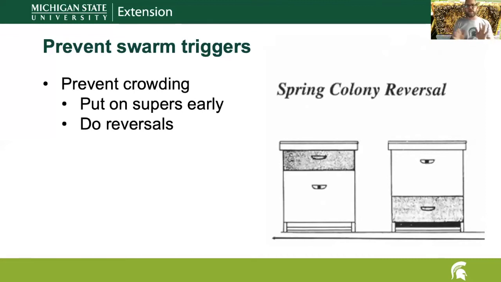I need to make my own diagram around this, because this diagram kind of illustrates that it's as simple as taking the top box and putting it on the bottom and the bottom box and putting it on the top. That's not what it is. What it is, we're taking the boxes that are unoccupied on the bottom and putting them on top of the boxes that are occupied, which may include several boxes of bees. So just keep that in mind.